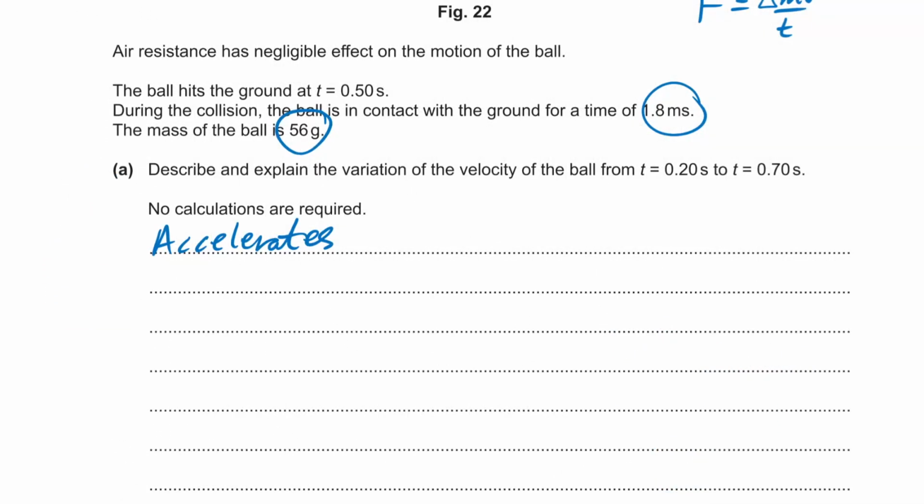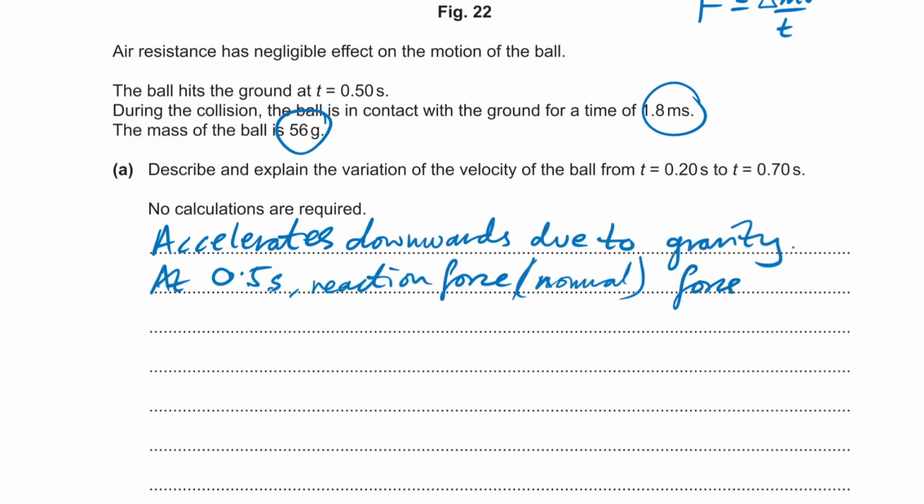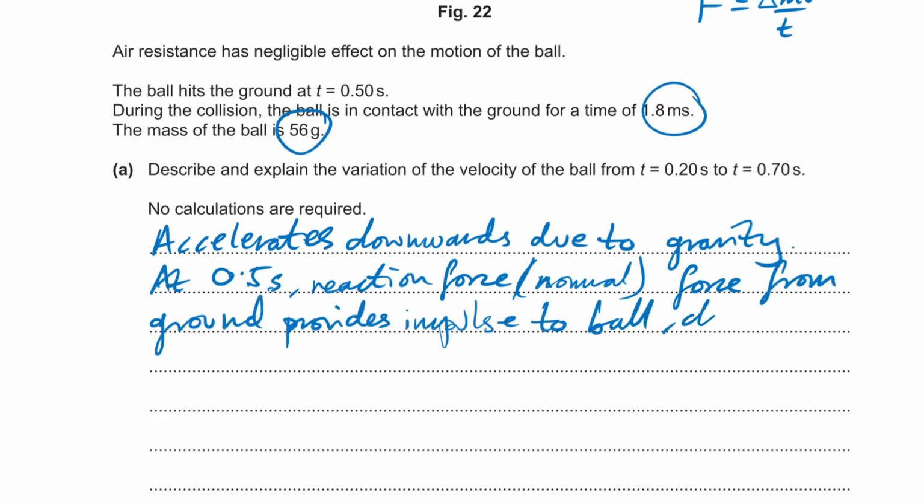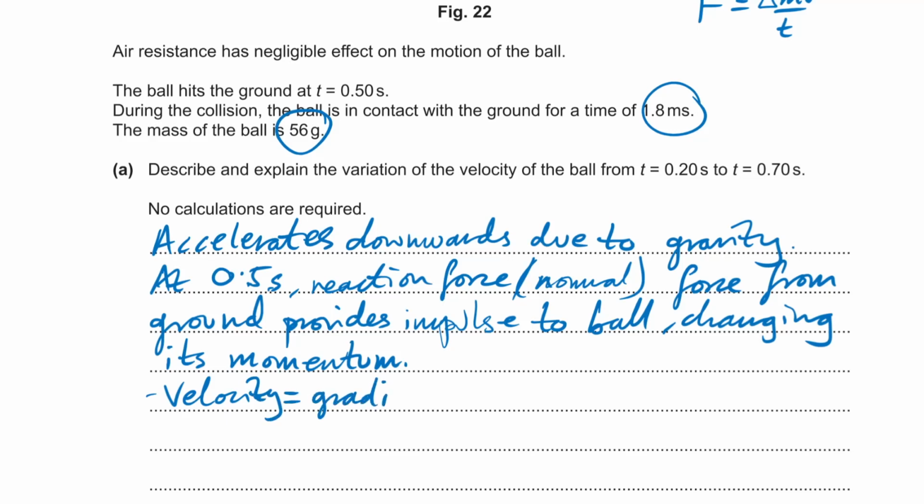First things first, describe and explain the variation of velocity. Well, okay, a bit of a weird question, but it accelerates downwards due to gravity. At 0.5 seconds, the reaction force or normal force from the ground provides impulse to the ball, changing its momentum and direction. What else can we write? Well, the mark scheme says you can write down velocity is equal to gradient, but that's not really describing. Maybe that is explaining, I don't know. But that's how we can tell what the velocity is. I don't like this question.